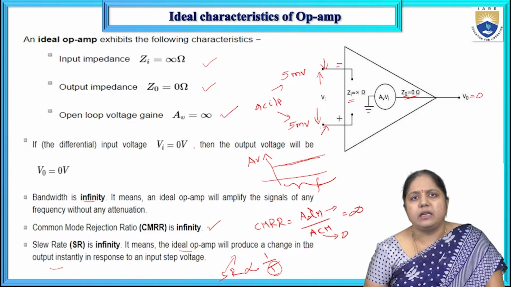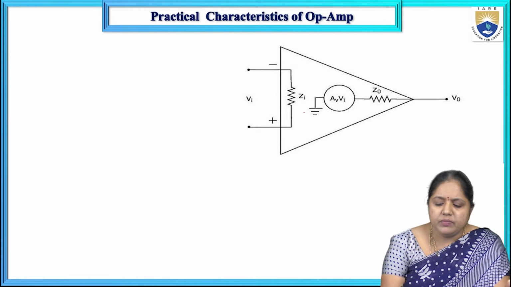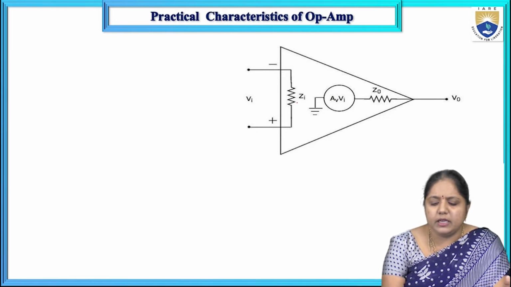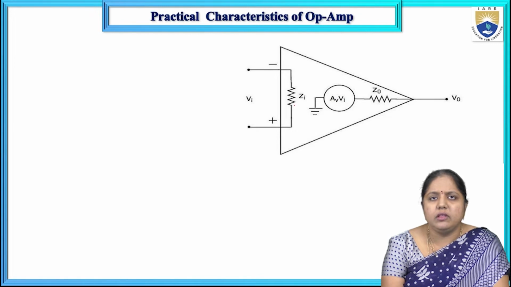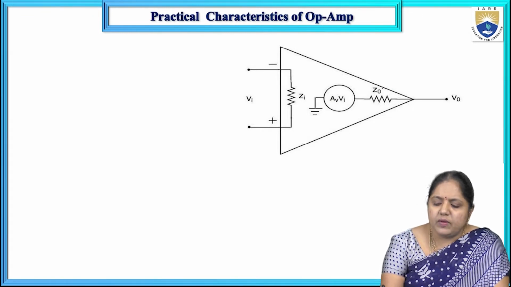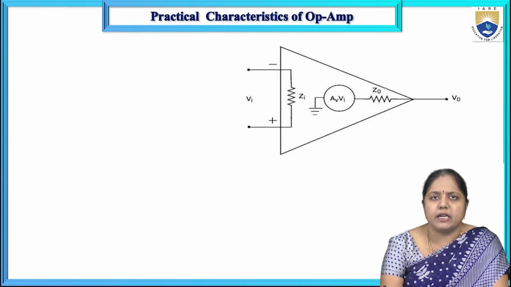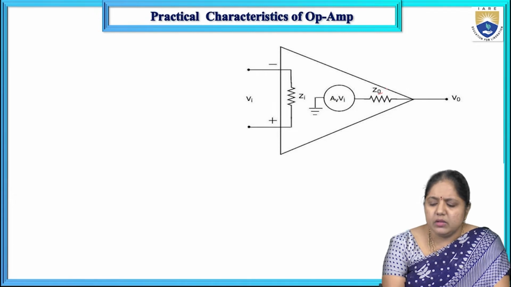Now coming to the practical operational amplifier. For the ideal op-amp, I have represented Zi, the input impedance, as infinity. But the practical op-amp has an input impedance which is a high value, not infinite. Next, for the ideal op-amp the output impedance Zo is equal to 0, but practically it has a certain low value.